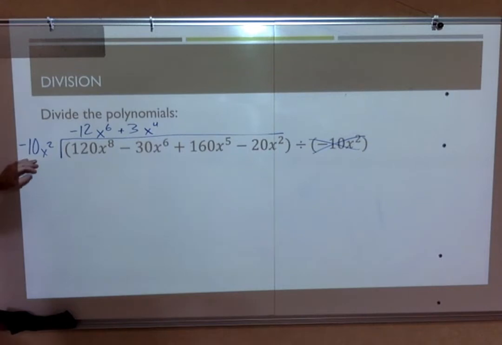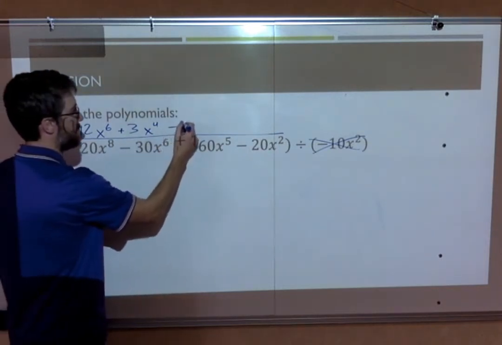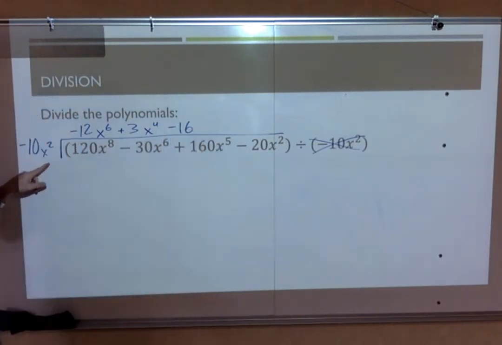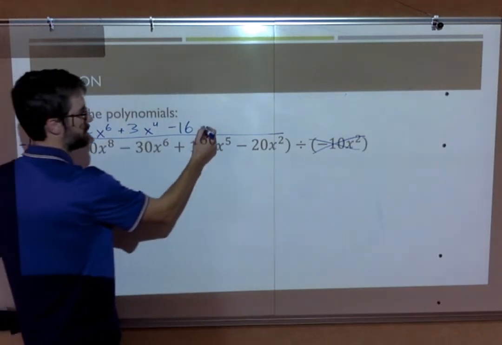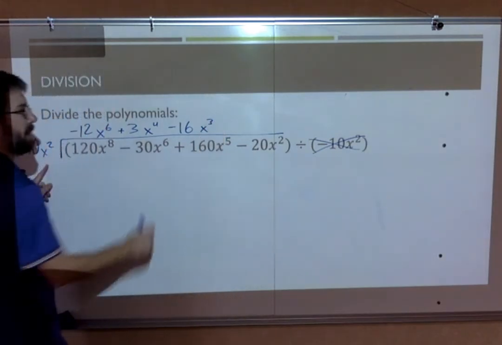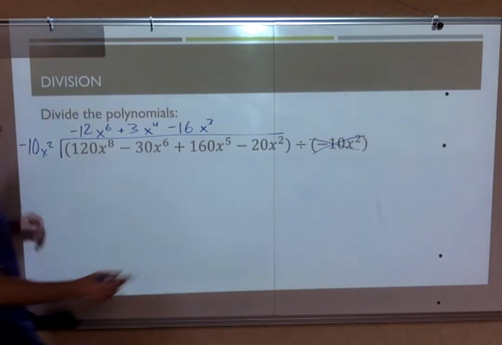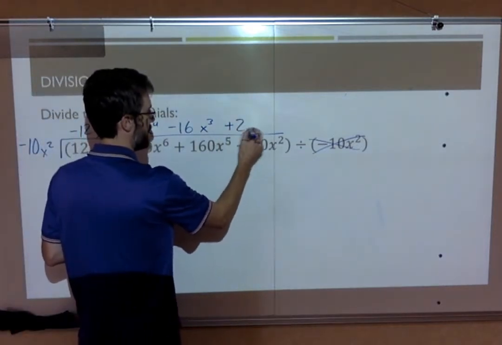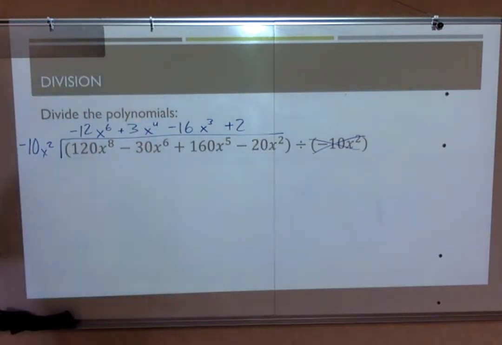160 divided by negative 10 is negative 16. X to the 5th divided by x squared is x cubed. And then negative 20 divided by negative 10 is a positive 2, so we'll make that plus 2. And x squared divided by x squared cancels out, so it's just 2 with no x's.